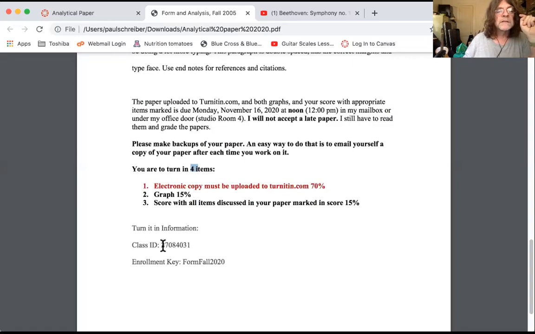Here is the turn it in information. The class ID and the enrollment key is Form, capital F, Fall, capital F, 2020, which is Form class Fall 2020. So I'm assuming you all have done this in some case or another. The score in all items discussed in class is 15%. The graph is 15%. So if you have a crappy graph, you're hurting for certain. And the paper really is 70% of the grade.